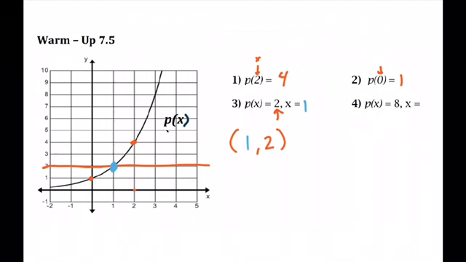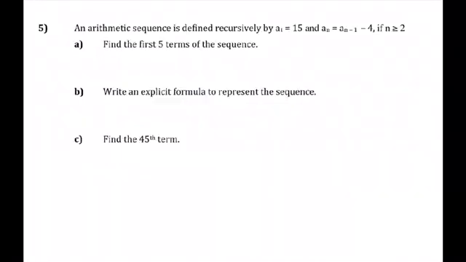Okay. The next one, P of x, or y, is equal to 8. So again, the y value is 8. So you go up here to y is 8. We're looking for the graph. It's right there. So at 3. Okay. Let's go to the next part of this.